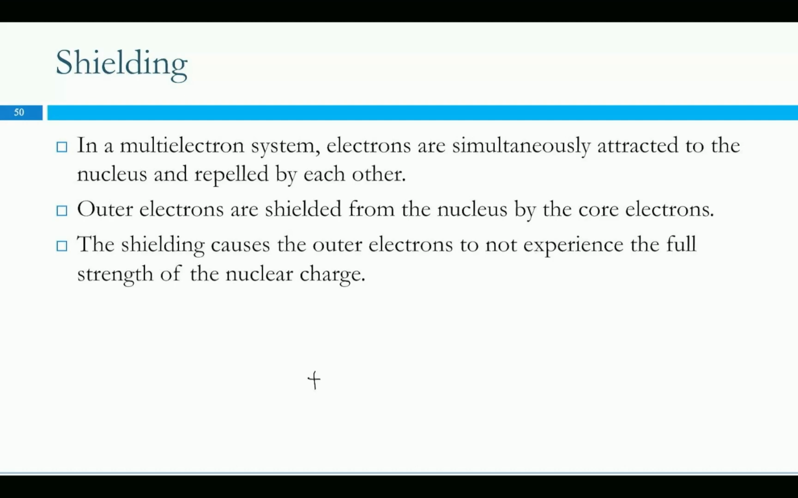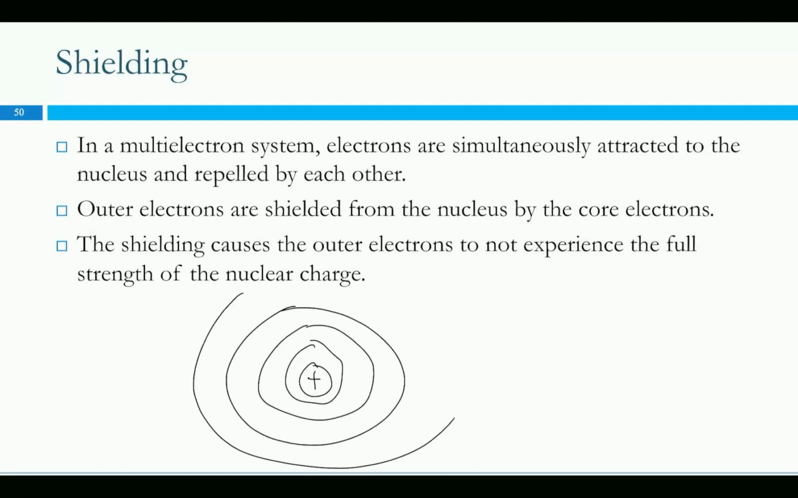Because we got a positive nucleus in the middle, and then as I add electrons, or as I add shells, so maybe this is n equals, what is that? 1, 2, 3, 4. Right? Every shell gets farther away, and it feels less of the pull from the nucleus. So that shielding causes those outer electrons to not experience that full strength of the nuclear charge. So I think I mentioned it earlier. I think it's on the next slide. But Z effective, so effective nuclear charge.